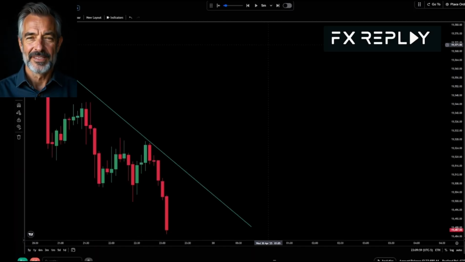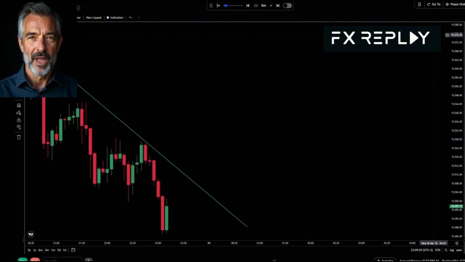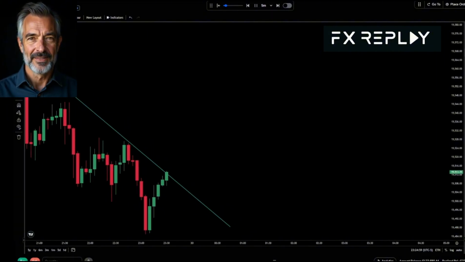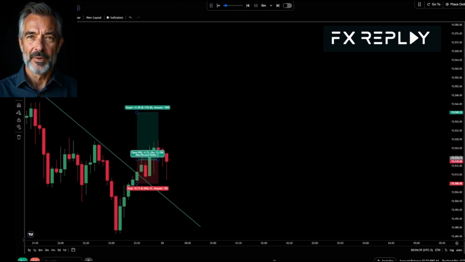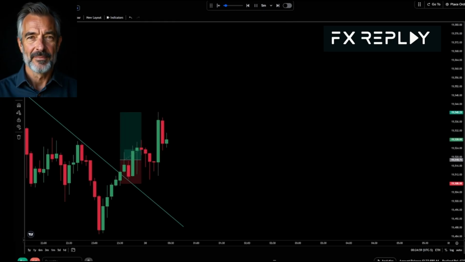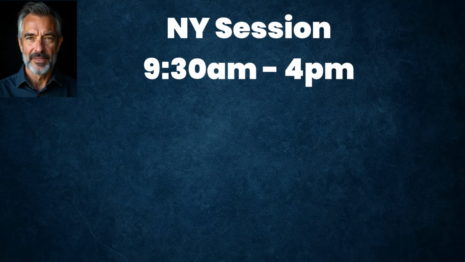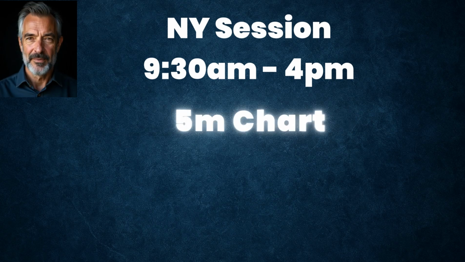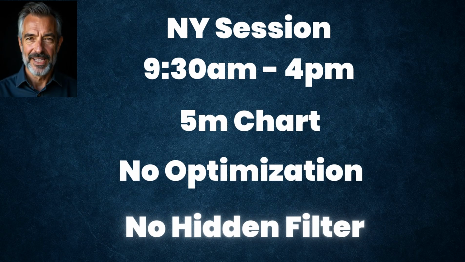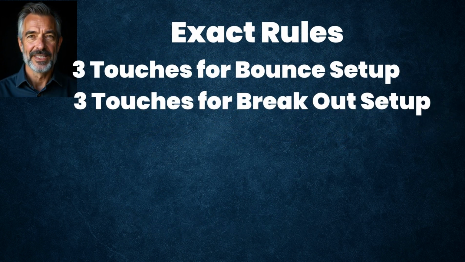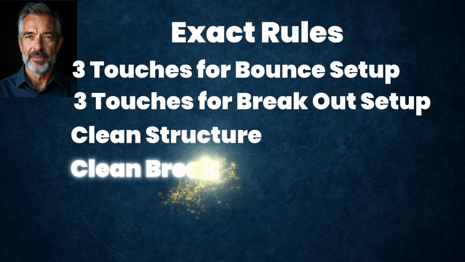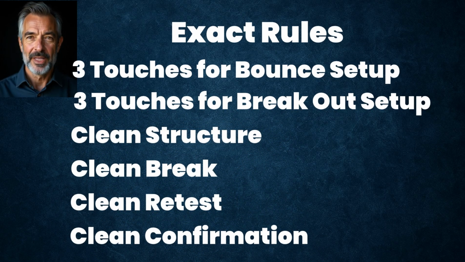To keep this honest, I didn't use automation. Trendlines require context. They require eyes, and I wanted real, human-quality data. So I manually replayed the MNQ market using FX Replay and took every valid trendline setup that formed between 9:30 a.m. and 4 p.m. on the 5-minute chart. No optimization, no hidden filters, just the exact rules. 3 touches for a bounce setup, 3 touches for a breakout setup, clean structure, clean break, clean retest, clean confirmation. That's it. Straight from the previous trendline video, tested exactly as you learned it.